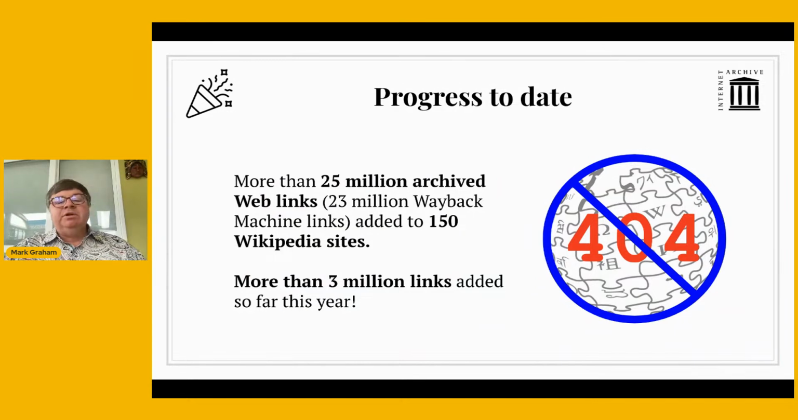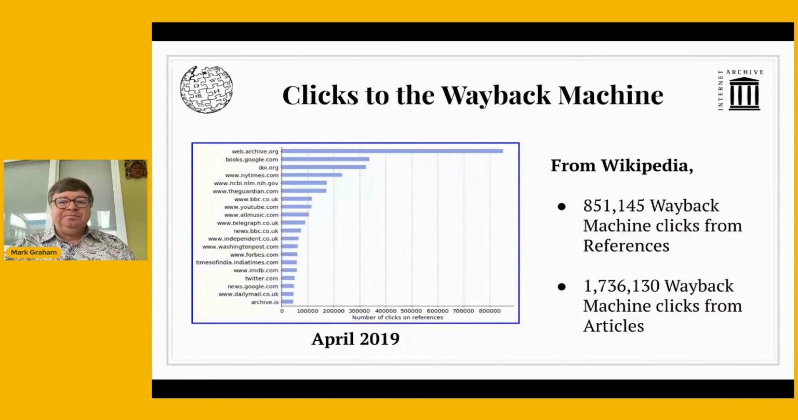There's more than 25 million archived web links, mostly from the Wayback Machine, but we don't discriminate against other archives. We use other archives where appropriate. And we've added these links to more than 150 Wikipedia sites. And so far this year alone, we've added more than 3 million links. So a lot of progress there on helping to make not just the web, but Wikipedia more resilient and more reliable, and hence more useful to people.